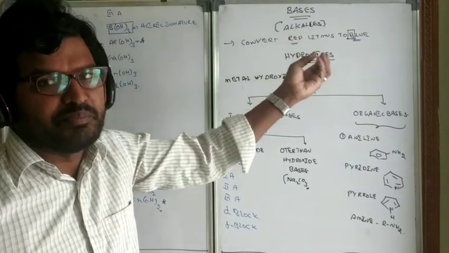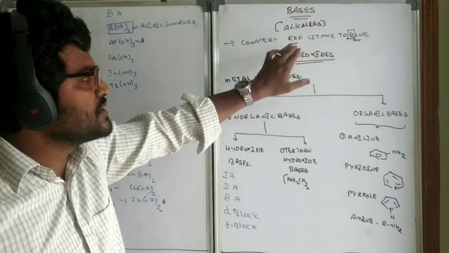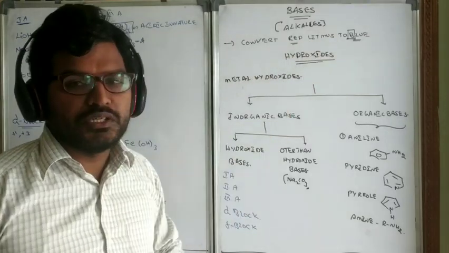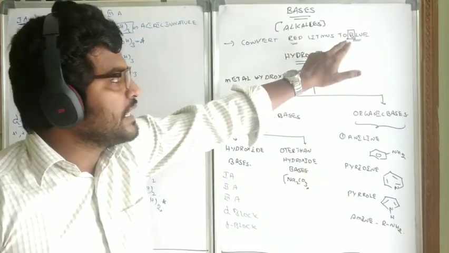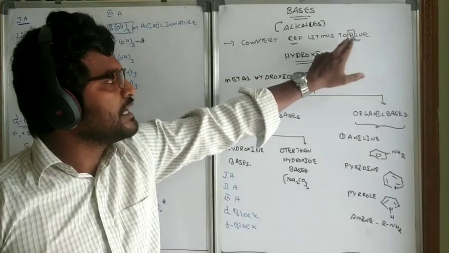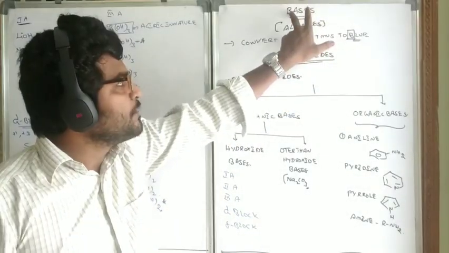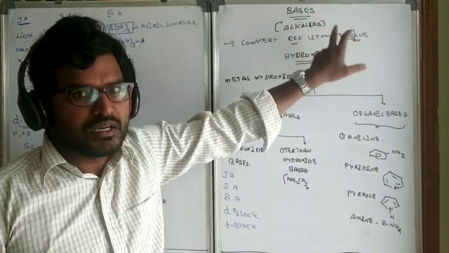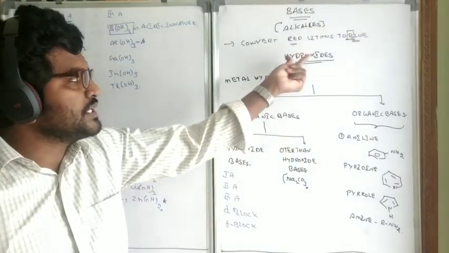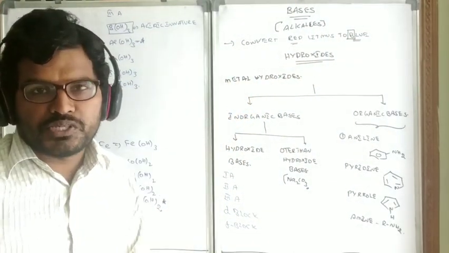Alkalis, mostly they are bitter to taste and soapy to touch. They convert red litmus into blue litmus. How can you identify that it is converting red litmus into blue? Base forms blue color. You can remember like that.